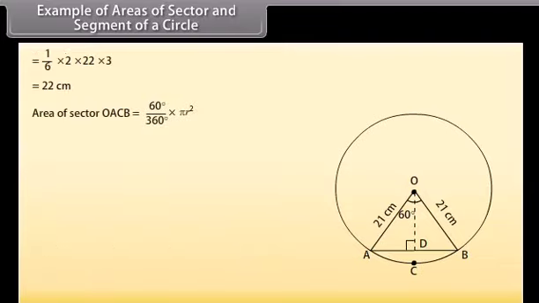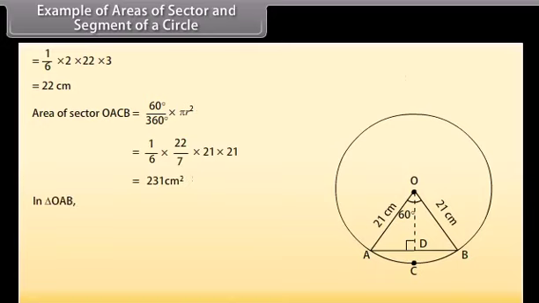Area of sector OACB is equal to 60 degrees upon 360 degrees into pi r square. Now, by substitution and calculation of the values, we get the area of sector OACB as 231 centimeters square.